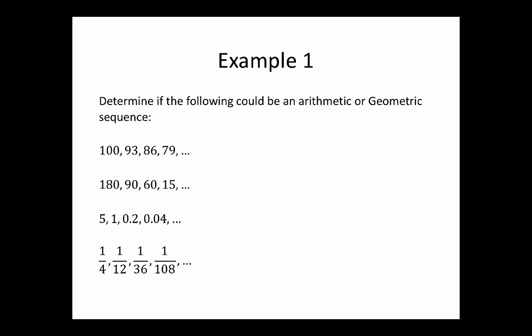So taking a look at this first one. This first one is, in fact, arithmetic. To prove that it is, let's identify the constant difference. Constant difference is -7. It's going down by 7. 100 minus 7 is 93. 93 minus 7 is 86. 86 minus 7 is 79, etc. Okay, next up. 180, 90, 60, 15.